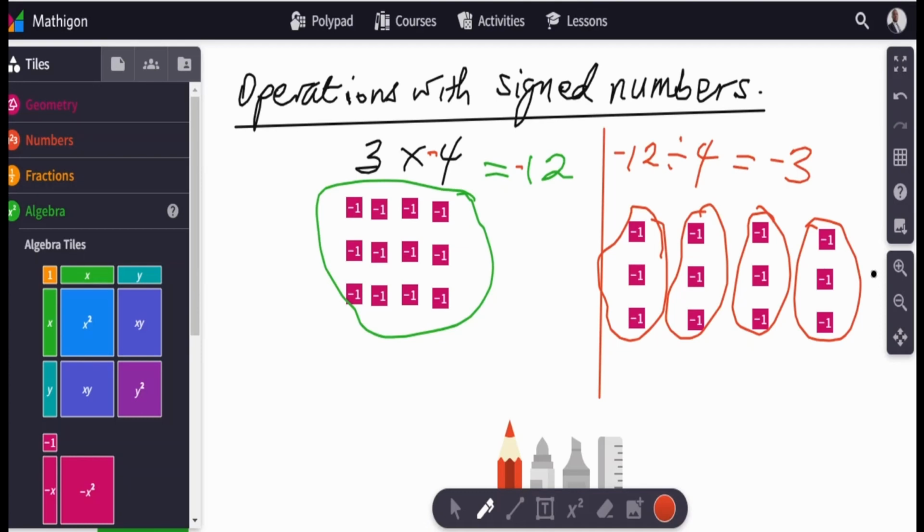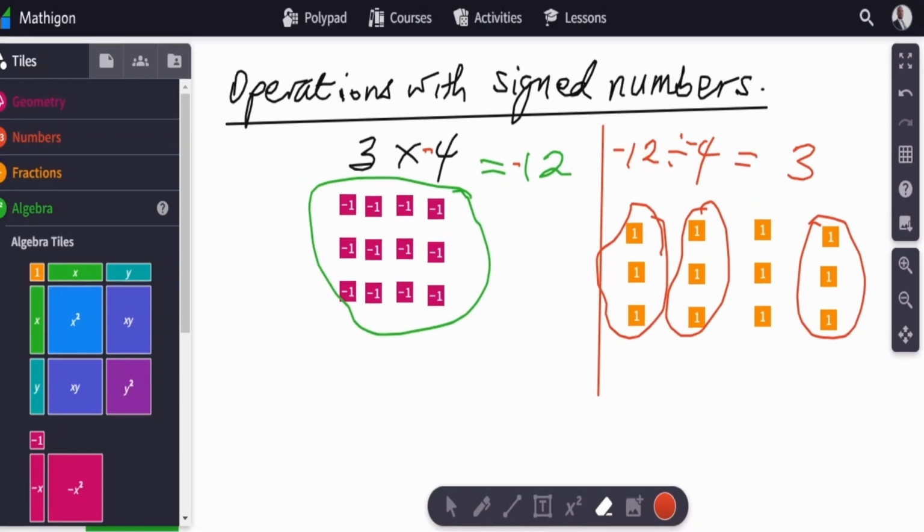-3. And if the divisor is also negative, so let's say -12 divided by -4, then all we need to do is to flip each of them, and that gives us a +3. And you can work with your own examples for more understanding.